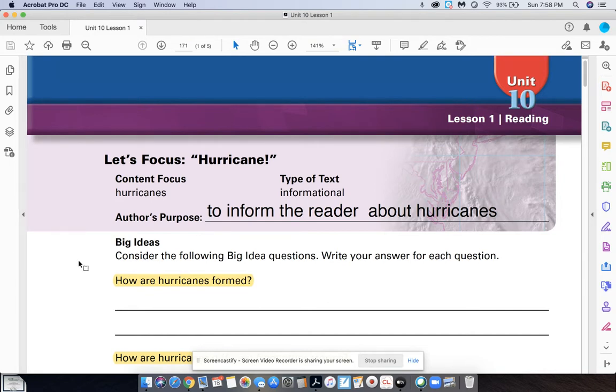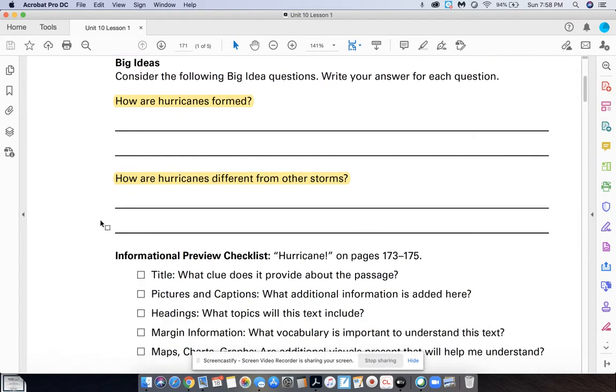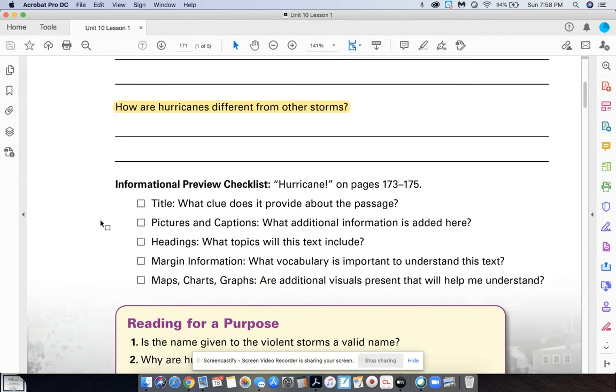The big ideas for this unit: you should be able to answer these questions at the end of the unit. You don't have to write anything down right now, but let's just think about this. How are hurricanes formed? You might already know some of the answers. How are hurricanes different from other storms?